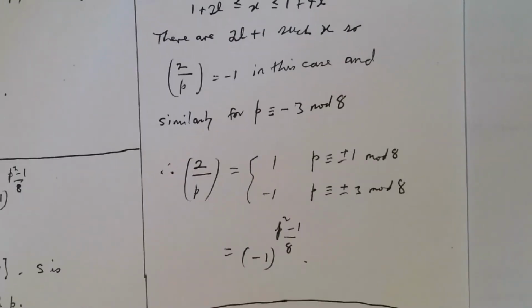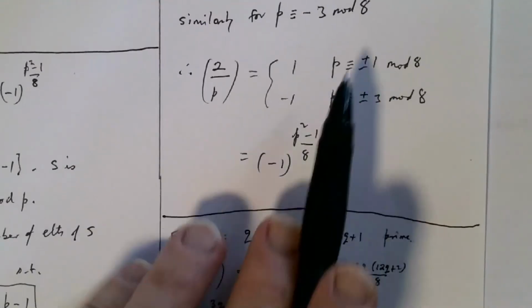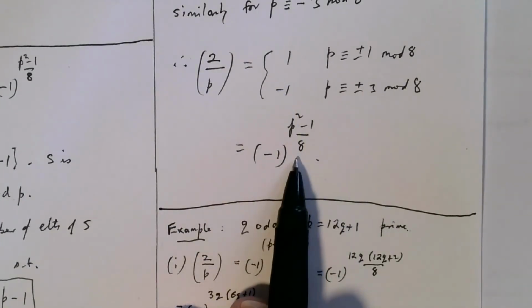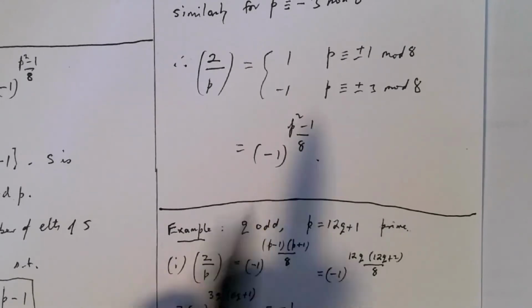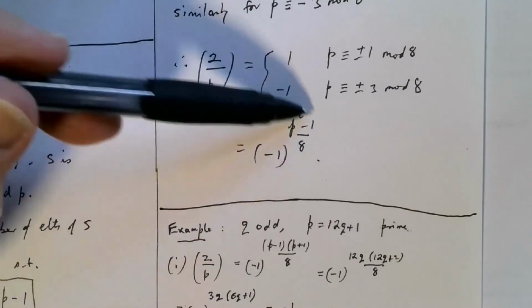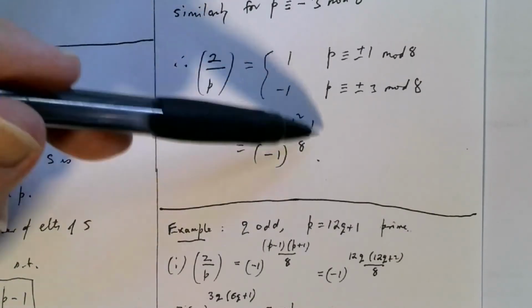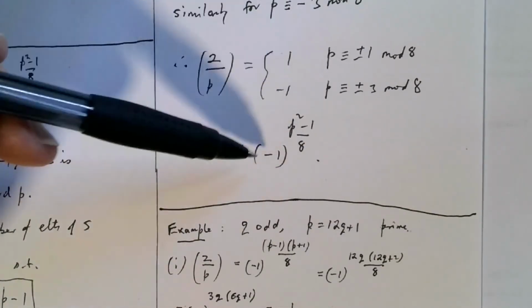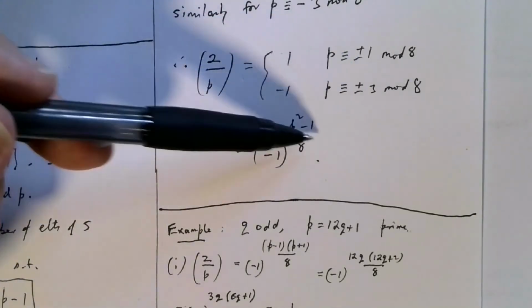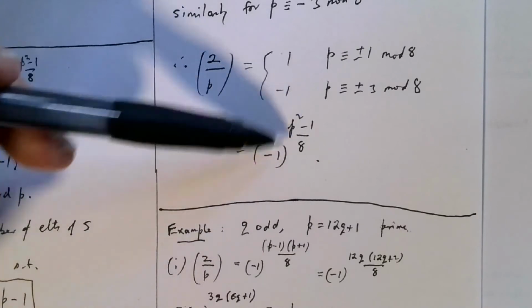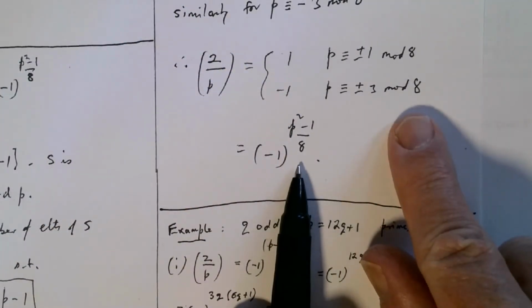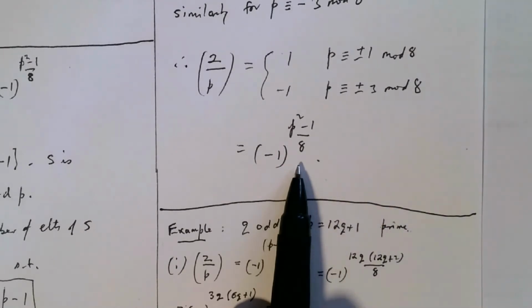Now you can combine all this together in one go by writing it like this, which you need to perhaps just think about. If p is plus or minus 1 mod 8, then if you plug that into here, you'll simplify it, you'll get an even number, so you get 1. And if you have a prime that's plus or minus 3 mod 8 and you plug that into here, you'll get an odd number, so you get minus 1. So this is just a clever way of rewriting what we discovered by using Gauss's lemma.